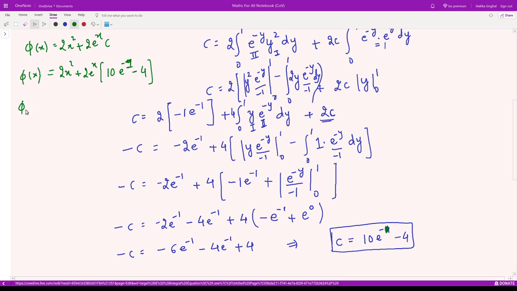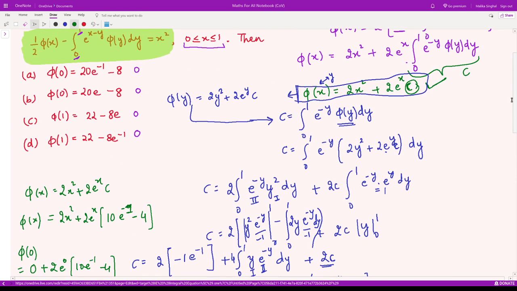Or you can simply say, what is phi of 0? Phi of 0 would be 0 plus 2 into e to the power 0 and 10 e to the power minus 1 minus 4. So it would simply be 20 e to the power minus 1 minus 8, right? So this is our phi of 0, 20 e to the power minus 1 minus 8. So option A is the correct option. B is discarded, right? This is the correct option.